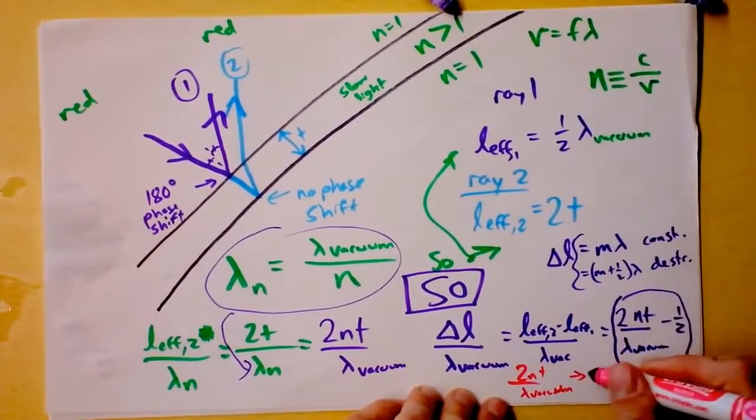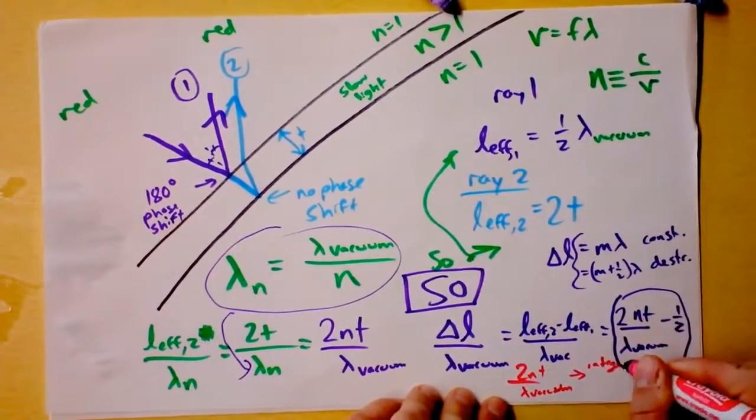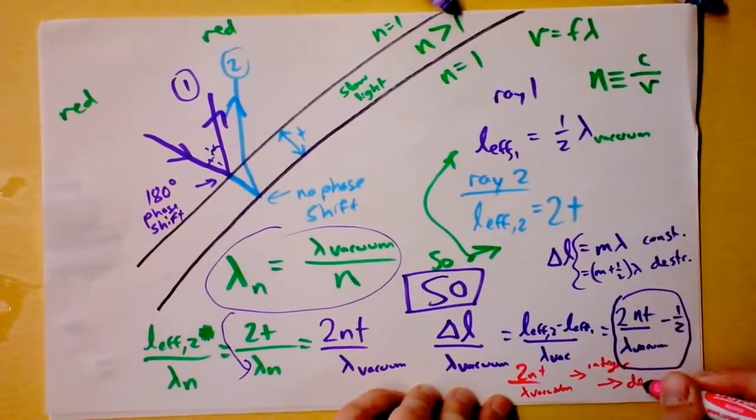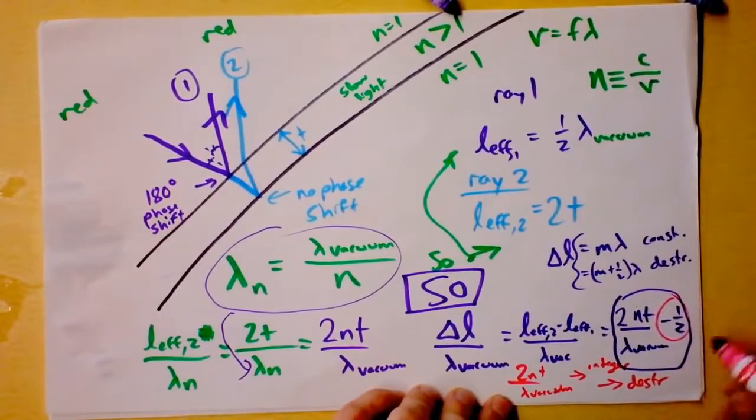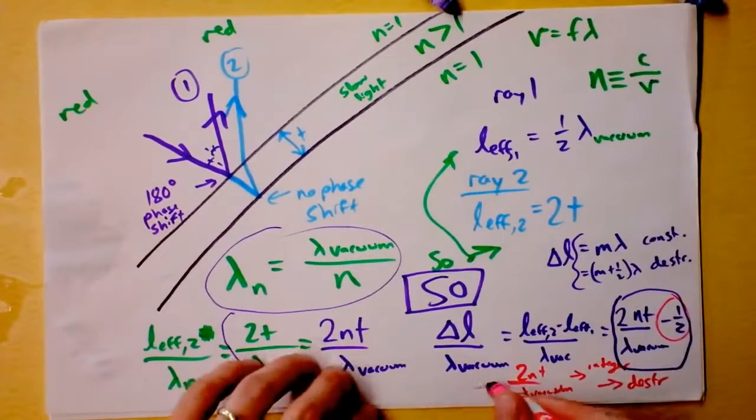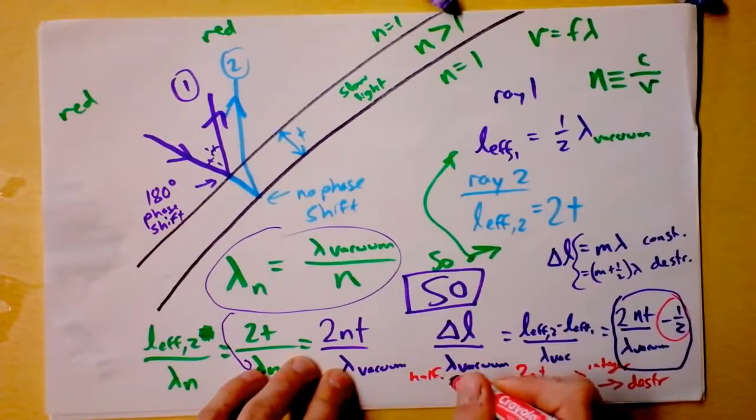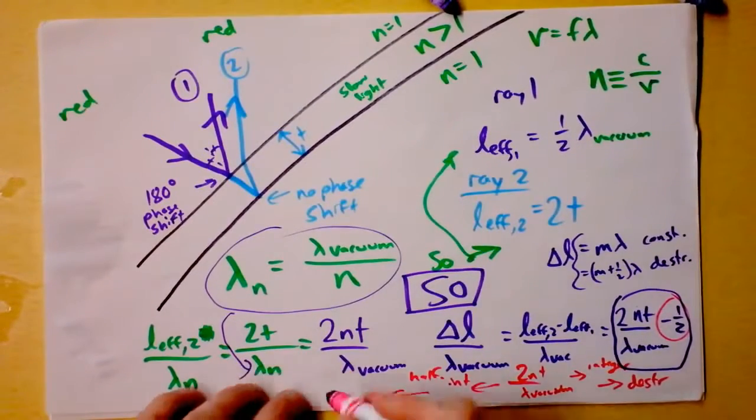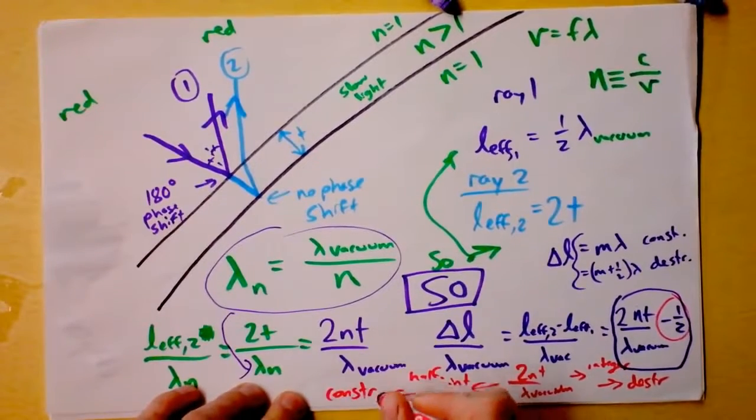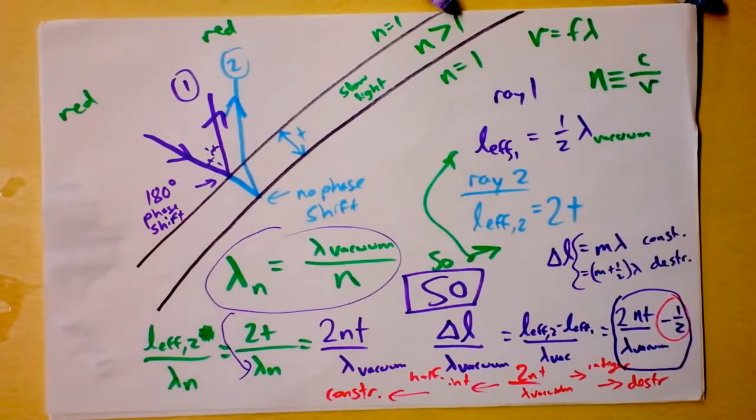If this is an integer, that means destructive, because see that half right there? I'm just taking out that half. And this is a half integer, then we've got ourselves constructive. So this is exactly the opposite of what you've studied before. Don't get confused.